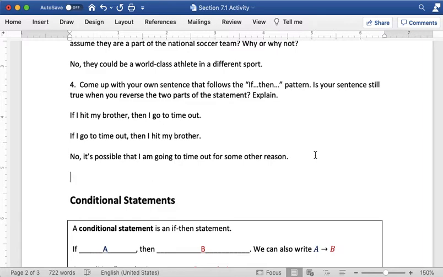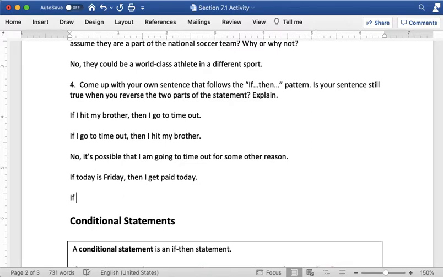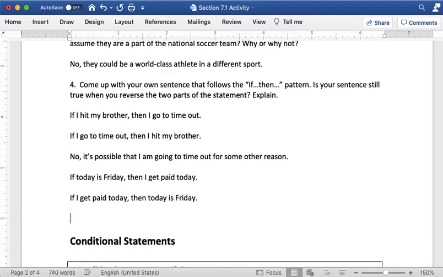Let's look at another example. If today is Friday, then I get paid today. Let's flip it around. If I get paid today, then today is Friday. So there's also a little bit of kind of context involved, or a lot of context involved. So for the second sentence, if you get paid and you only ever get paid on Fridays, if I get paid today, then today is Friday, that would be true. So if your pay is on Friday and only Friday, then it works in both directions. If you get paid on Friday but sometimes get paid on other days, then it wouldn't work.